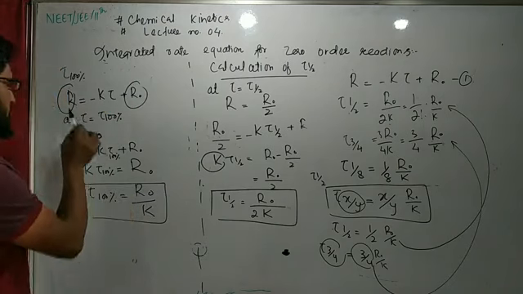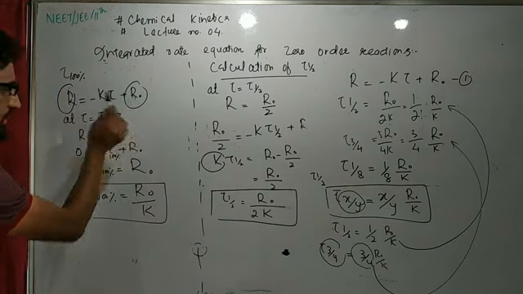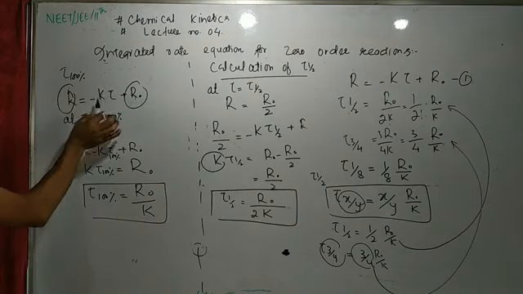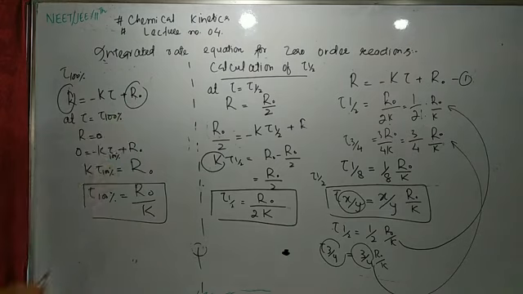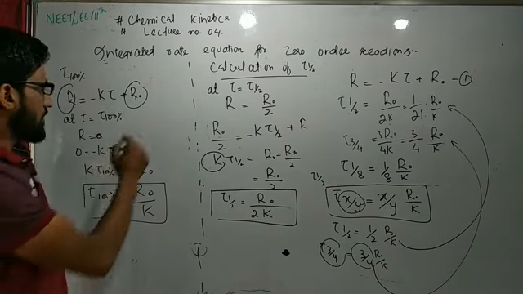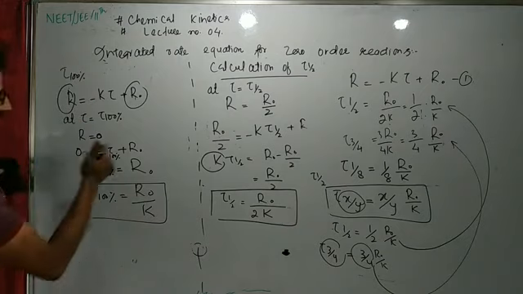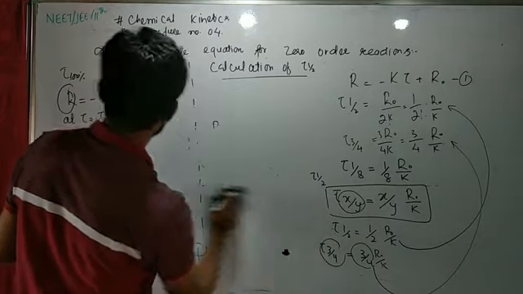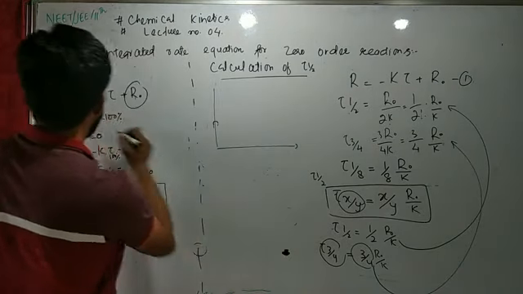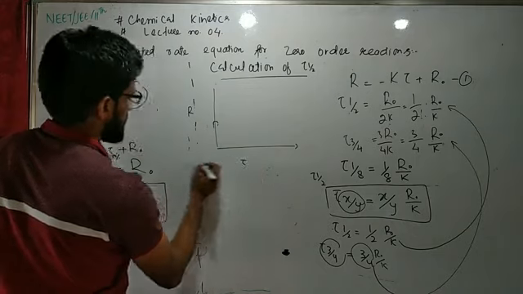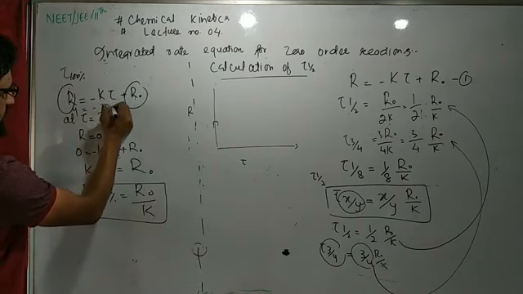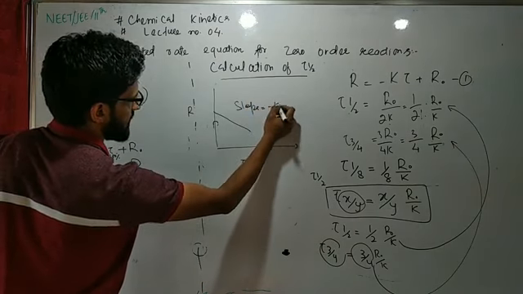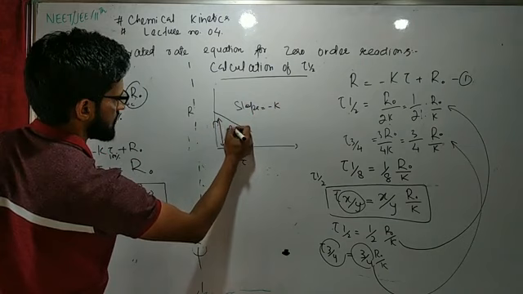Its general expression is R equal to minus KT plus R naught. Meaning of the different terms: R is the concentration of reactants at time T. K is the rate constant. R naught is the initial concentration of reactants. After that we plotted a graph between R and T, that is y equal to minus mx plus c. Its slope will be negative, that is minus K. Its intercept will simply be equal to R naught.